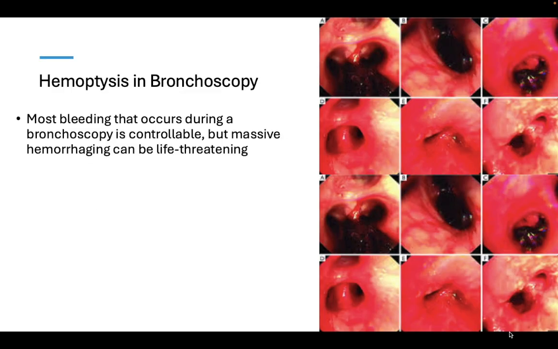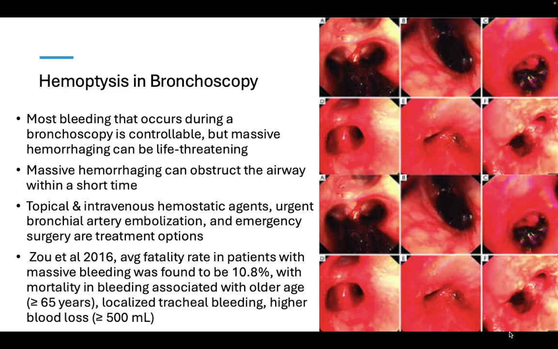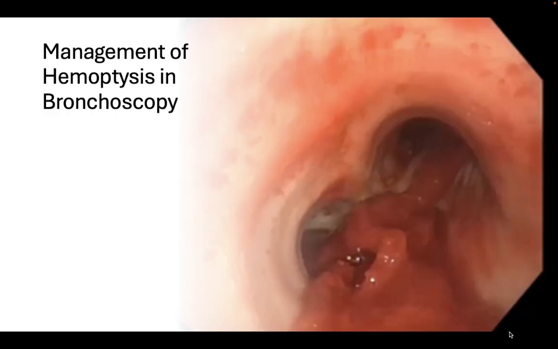Most bleeding that occurs during a bronchoscopy is controllable, but massive hemorrhaging can be life-threatening. Hemorrhage can obstruct the airway within a very short time, and topical and intravenous hemostatic agents are often used as first-line approach, followed by urgent bronchial artery embolization, and emergency surgery is sometimes required. In one study, the average fatality rate in patients that were found to have massive bleeding in bronchoscopy was up to 10%, with mortality associated with older age, tracheal bleeding, and higher volume blood loss.